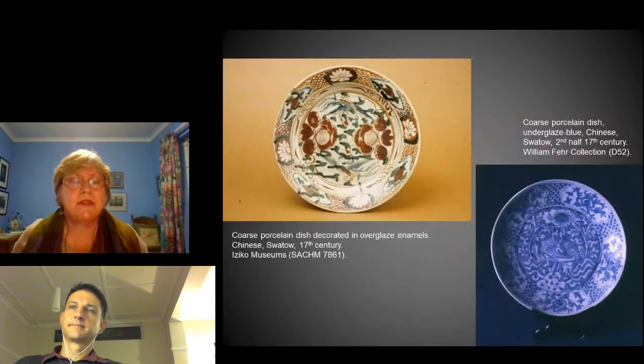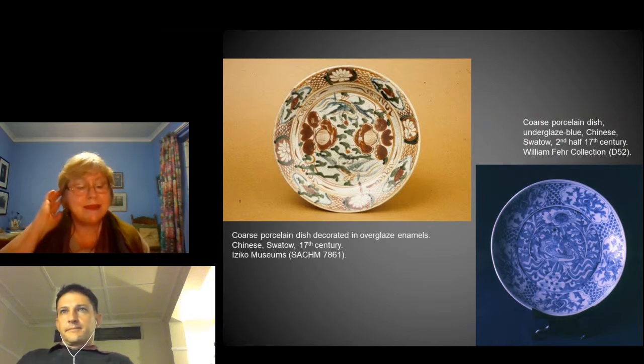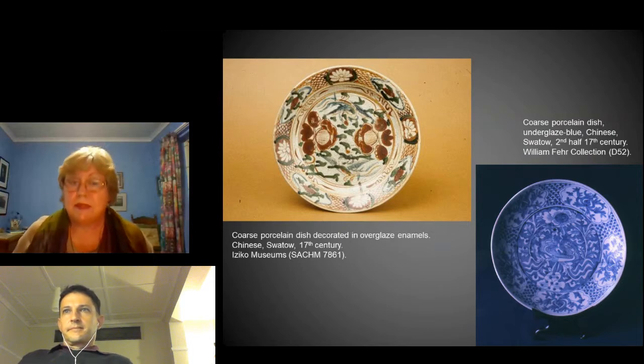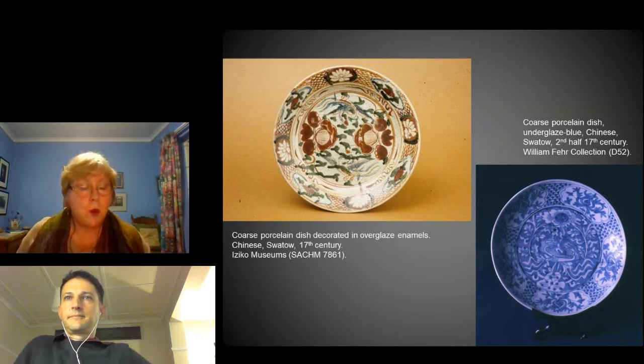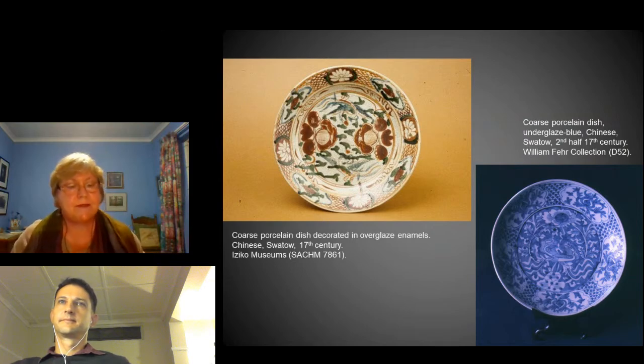Another kind of coarse porcelain, slightly earlier than the previous example, is the so-called Swatow wares, also made in southern China, named after the port Swatow. They date from the 16th to the 17th centuries, and also arrived at the Cape. It is scarce, but it has been found on Cape sites. Usually decorated in underglaze blues, which is the example that you can see here, or also polychrome enameled decorations. Very popular. I love them.